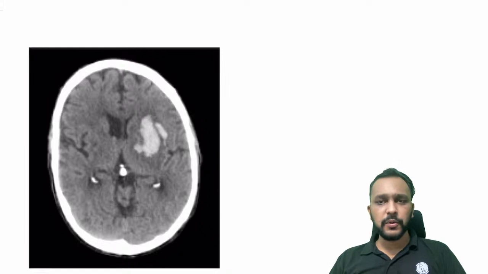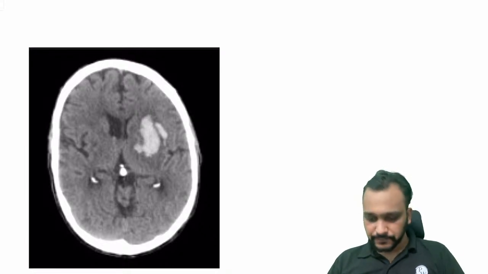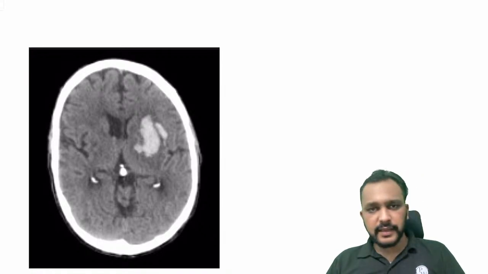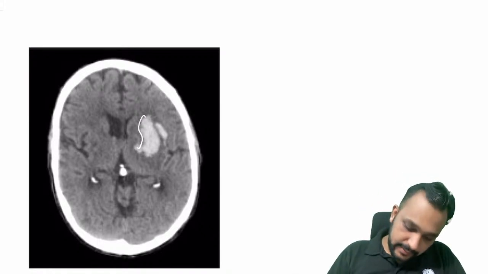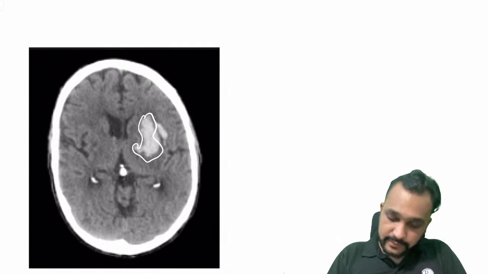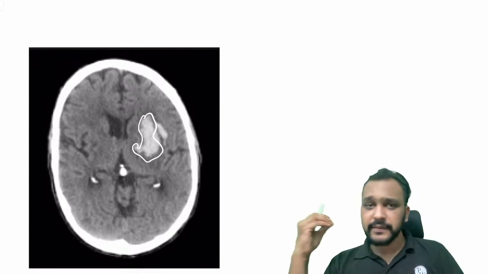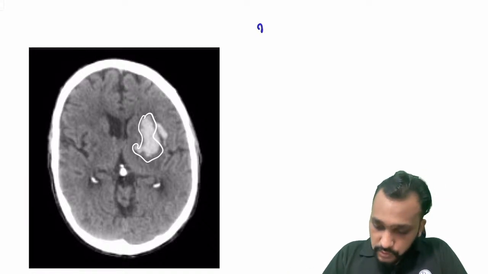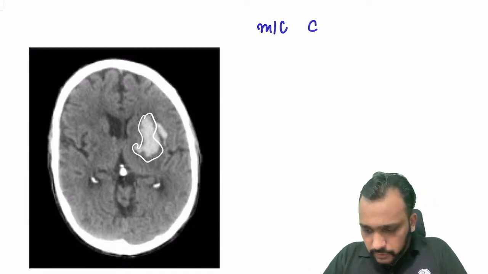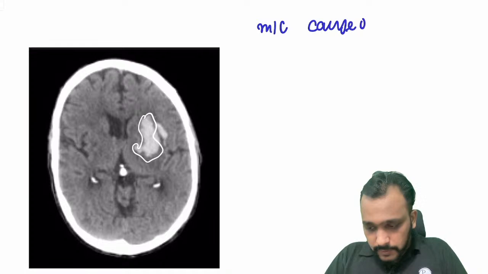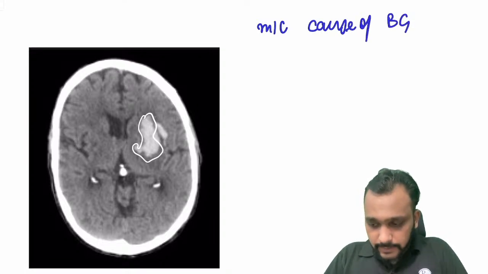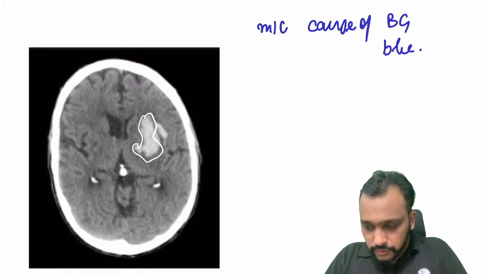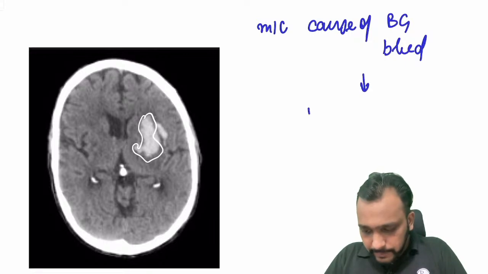Now let us talk about a few hemorrhagic strokes. In this patient, we can see that there is a hyperdensity in the region of the basal ganglia, right? So guys, what is the most common cause of basal ganglia bleed, BG bleed? The most common cause is hypertension.